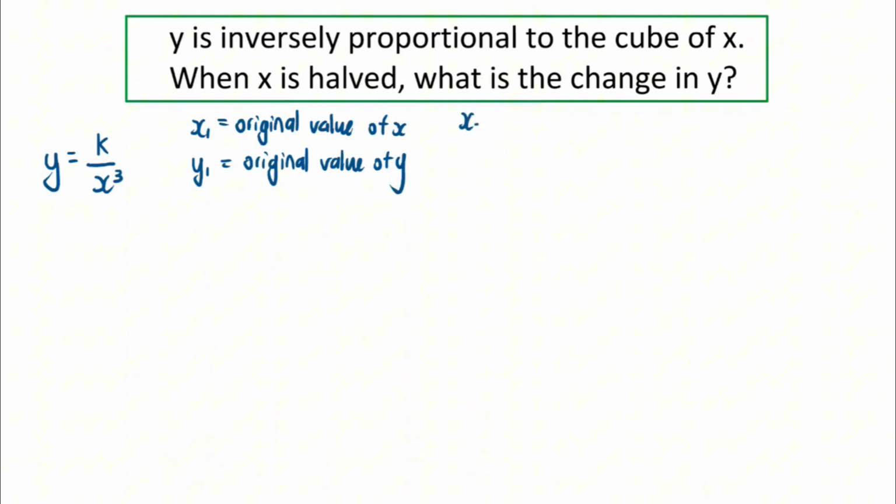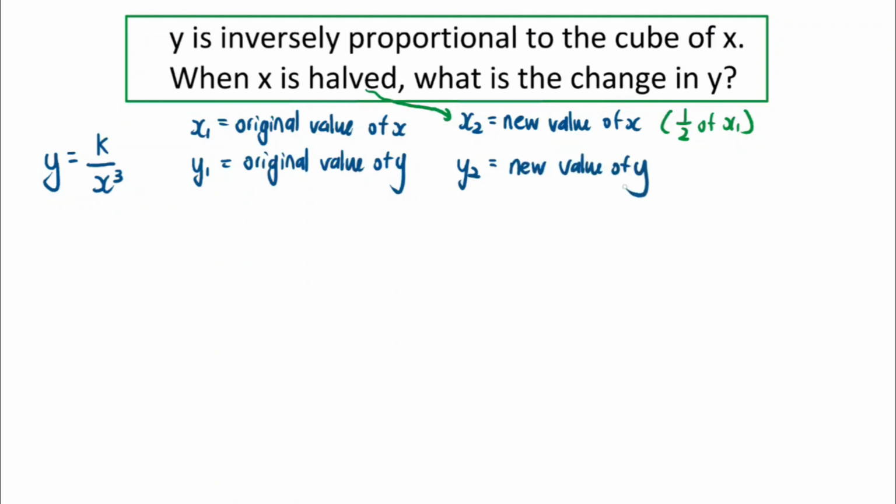Then next we have x2, which is the new value of x. And this new value is when x is halved. So therefore x2 is actually half of x1. And then finally we have y2, which is the new value of y. And this y2 is the value of y that we're trying to find when x is halved.